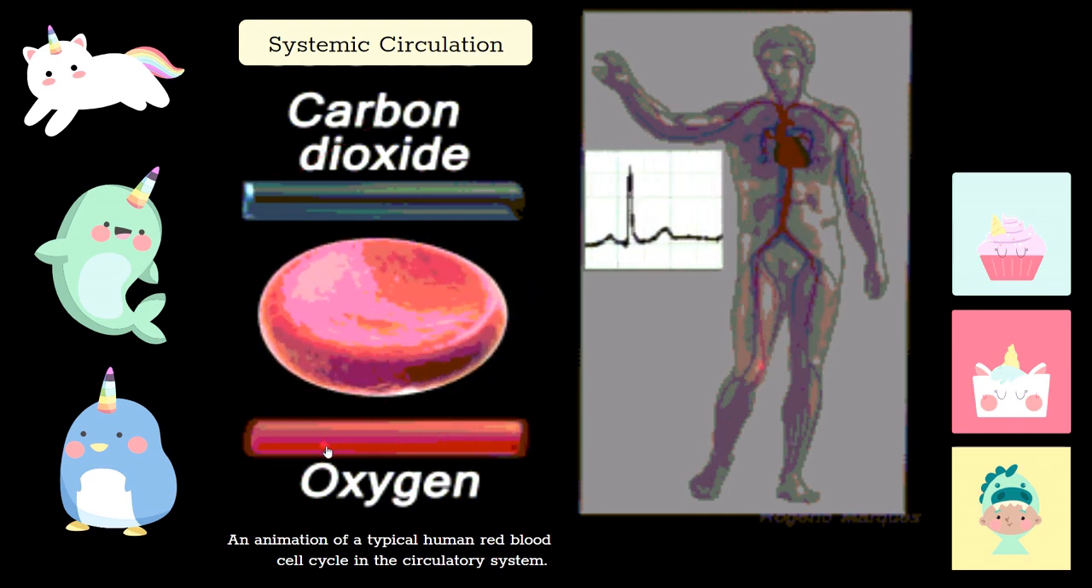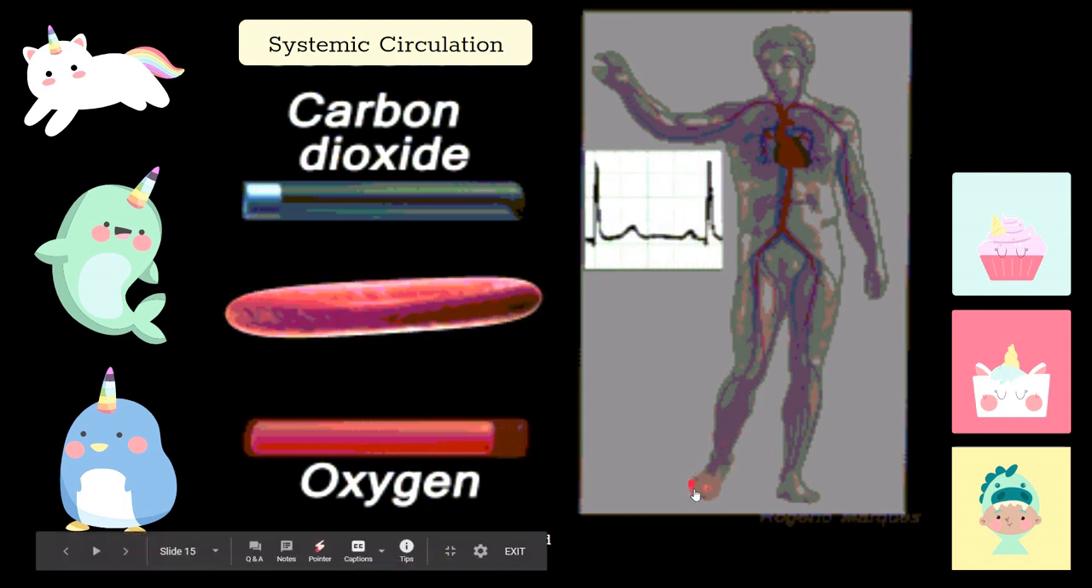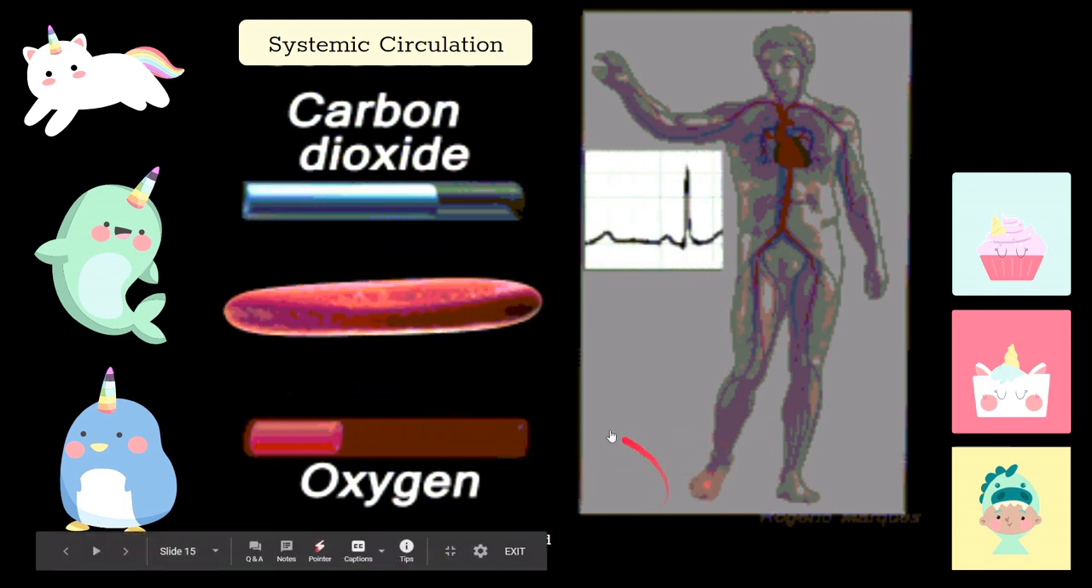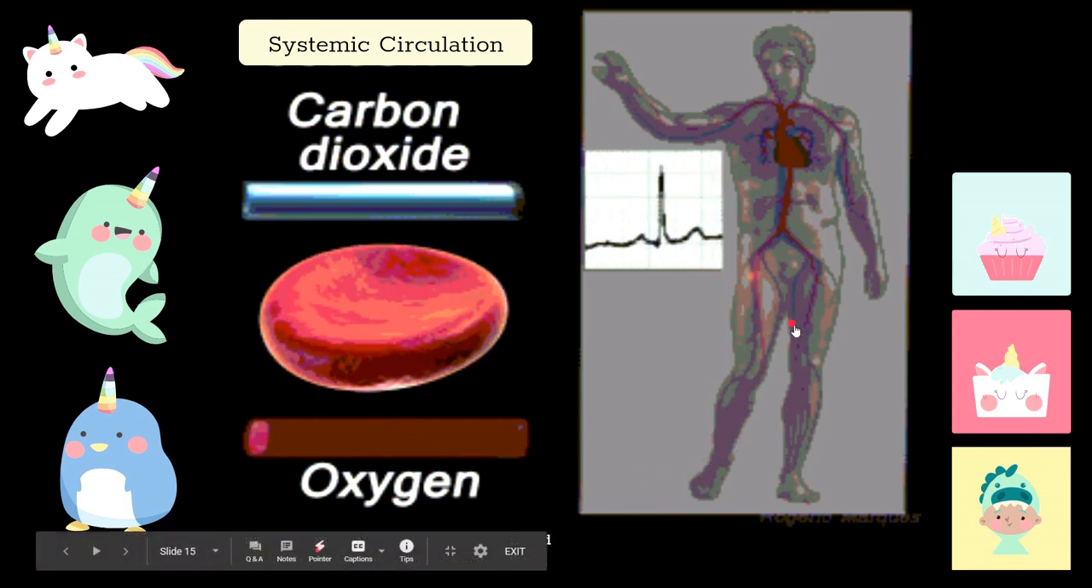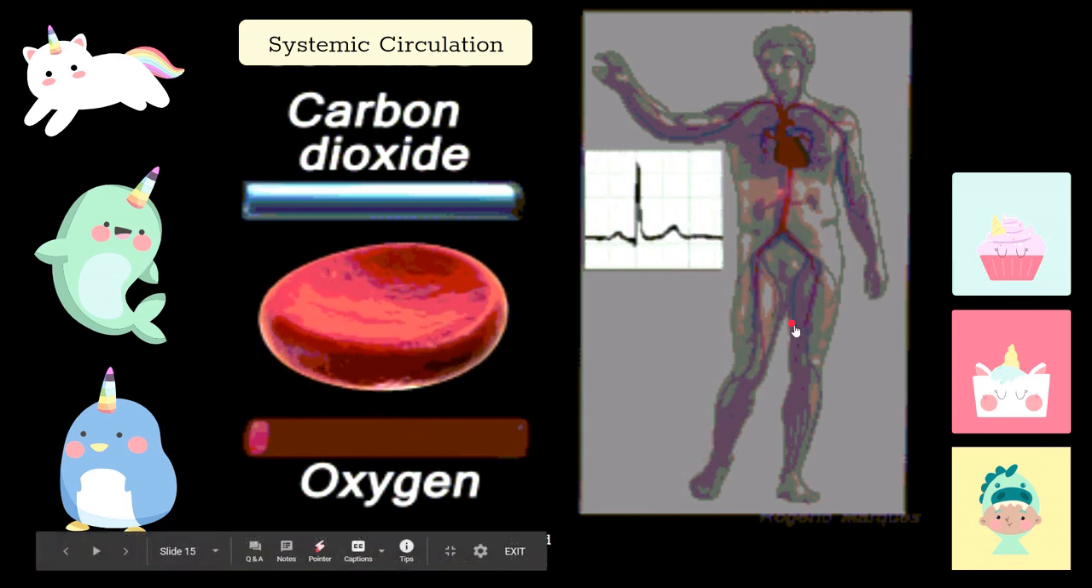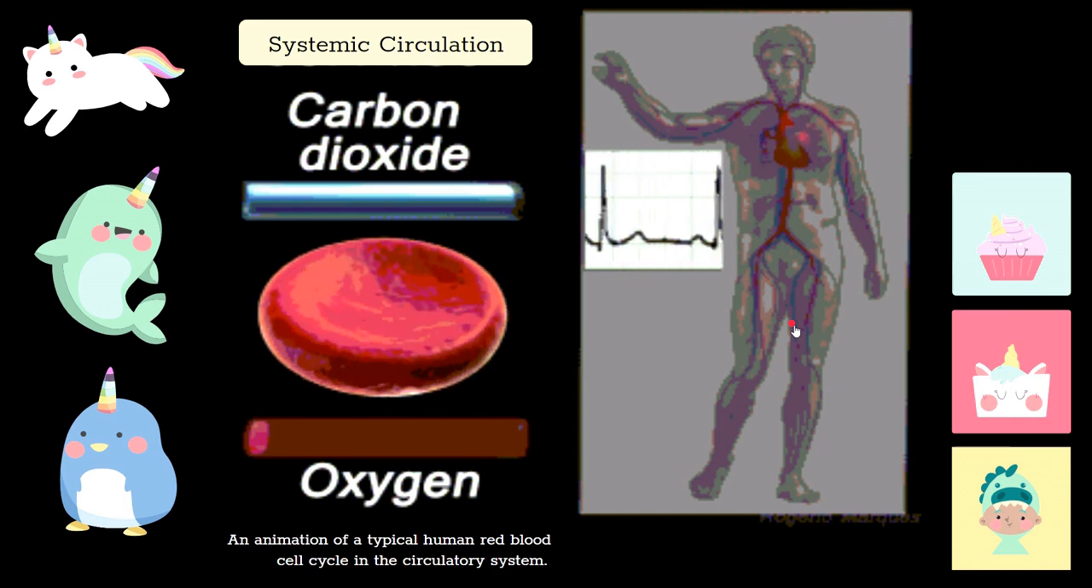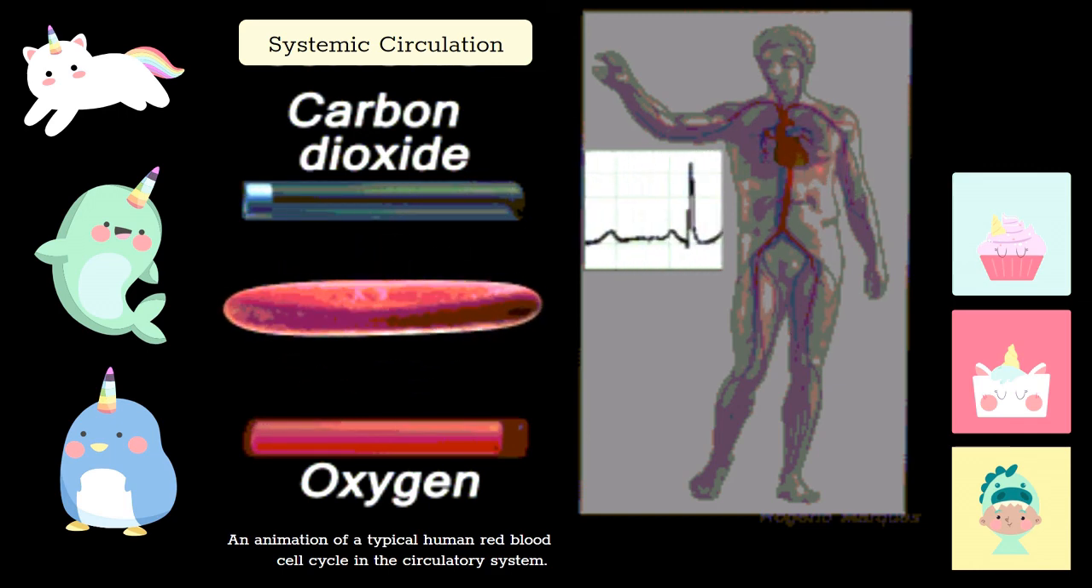Okay, so they are now oxygenated, then they will return to the parts of the body, deposit oxygen, pick up carbon dioxide, then return to the heart. Okay, so this is how systemic circulation takes place in the body.